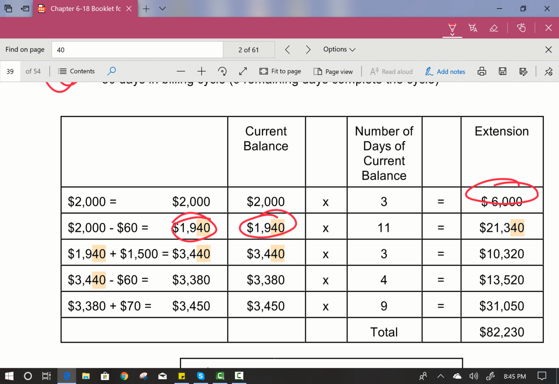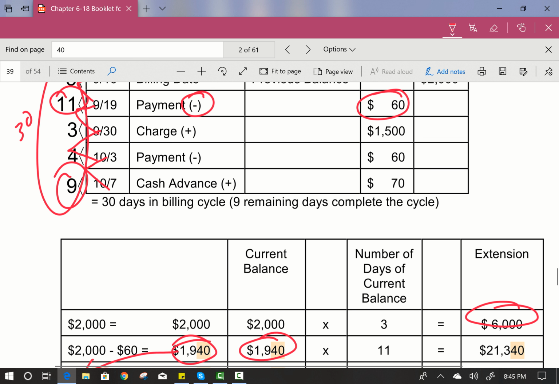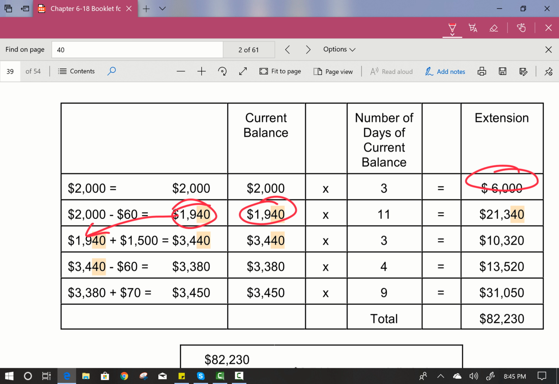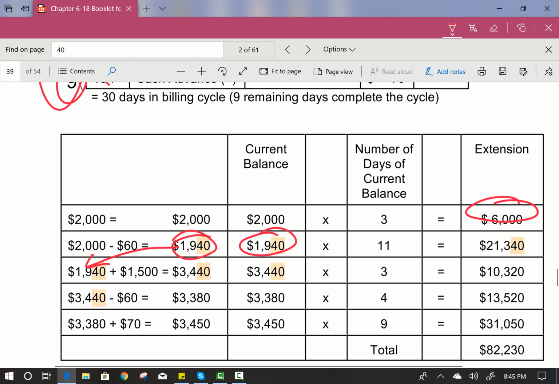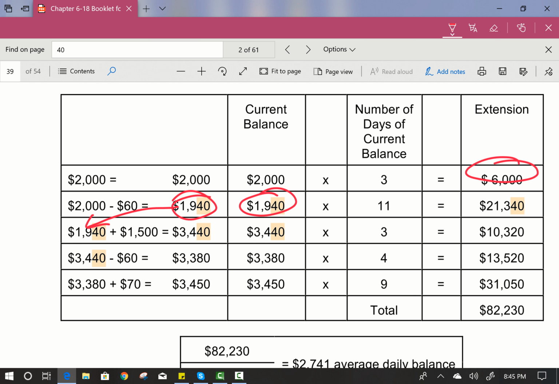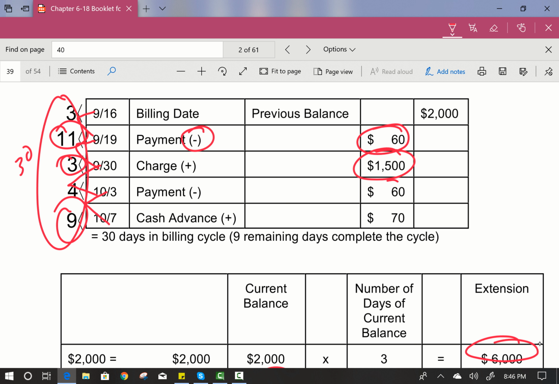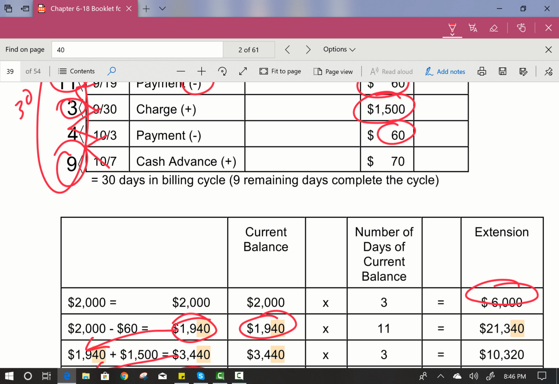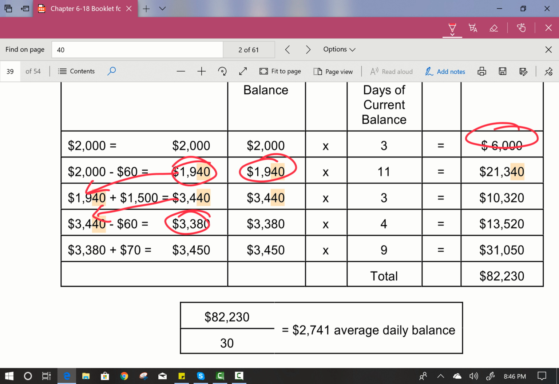Then you take your balance of $1,940 plus a charge of $1,500. That will give you $3,440. You have $3,440 for a balance of 3 days. That will give you an extension total of $10,320. Then you take your $3,440 and you subtract your payment of $60 to give you $3,380. $3,380 is now multiplied by the number of days that it had that balance, 4 days, and that gives you an extension total of $13,520.